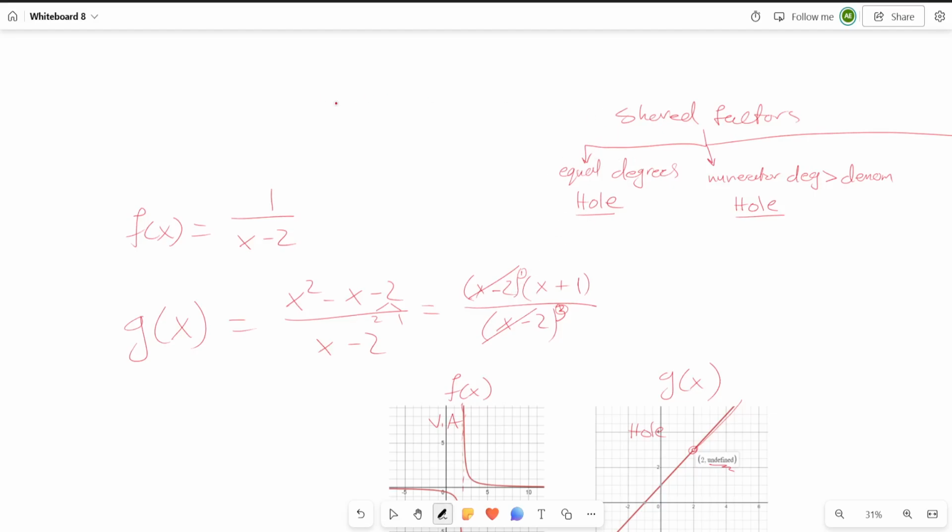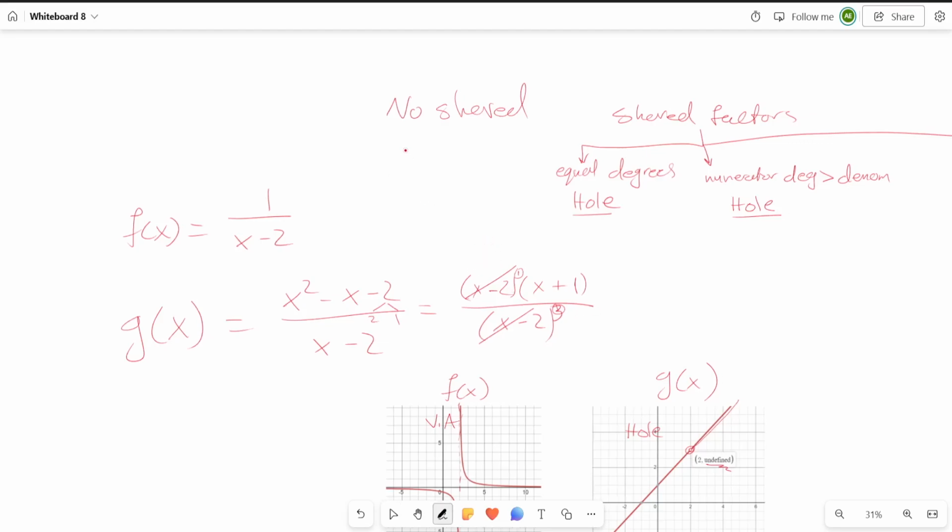Obviously, if we do not have a shared factor, no shared factors, that means that the denominator degree is higher, because we don't have anything in the numerator, it's not shared, so this is also a vertical asymptote, like in this case over here. We do not have any shared factors, we just have x minus 2, no x minus 2 on the top, so this is a vertical asymptote.